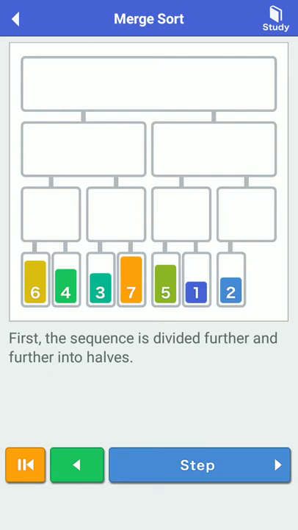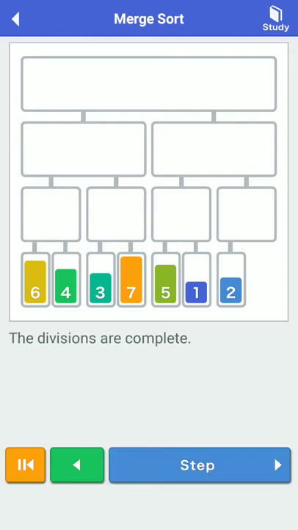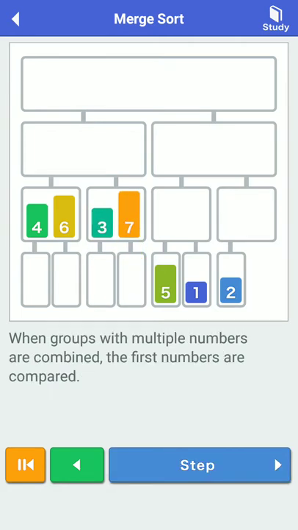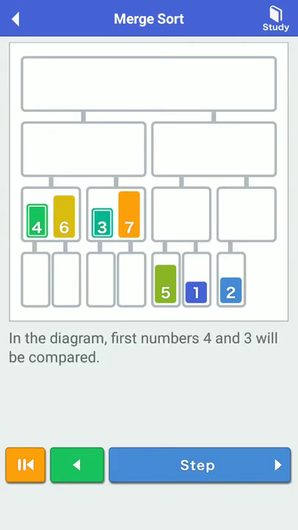Now I'm going to combine them. While combining, the smallest number comes first. Now we have 6 and 4, so I'm going to pick them. Here 4 is smaller than 6. Again 3 and 7. Again we have to go to the left side first.